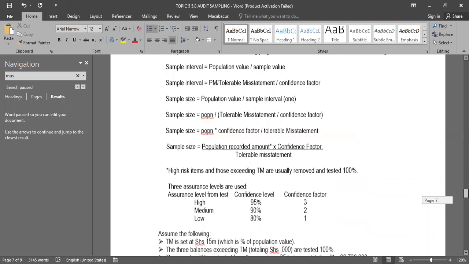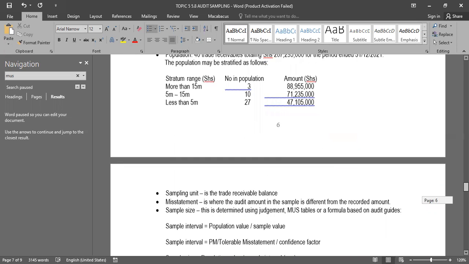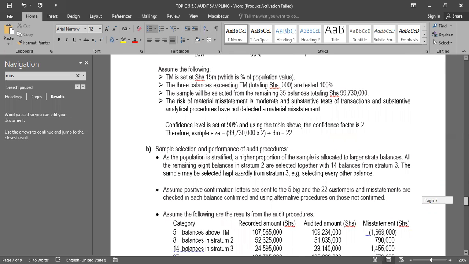Total 88,950, to be tested 100%. So these ones here, we have what we call specific items. Items that you look at because of their nature, for example, this is high value, above 15M. There's no way you can include them in the sample. So instead, you get them aside and look at each, because this is a material amount, 15M. So they'll be tested 100%, meaning you're going to look at them individually.